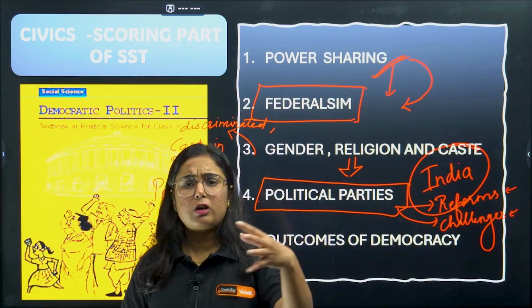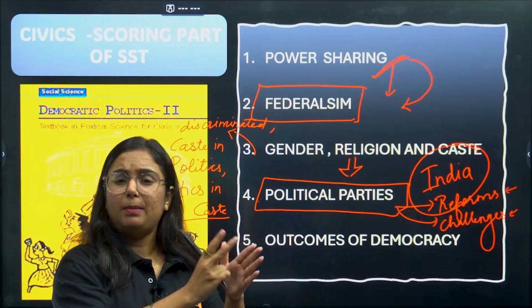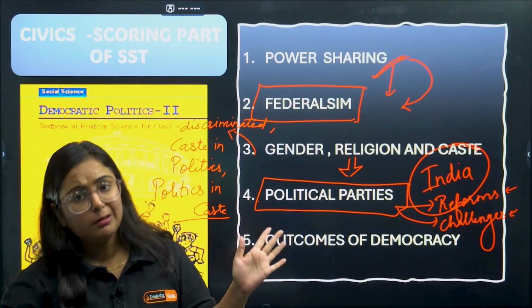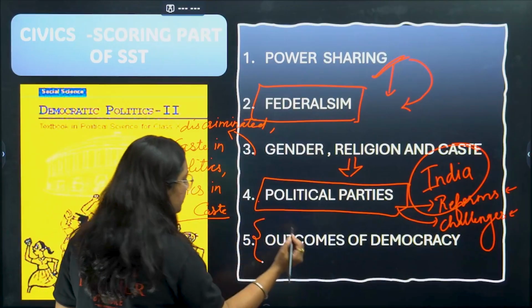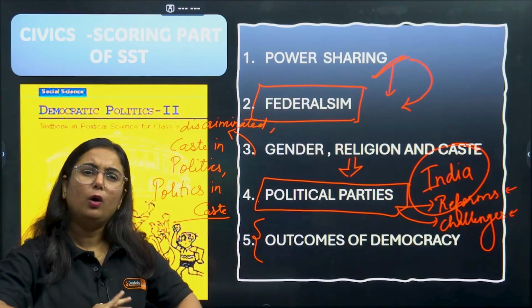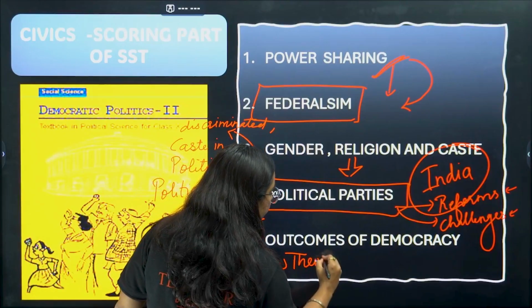Along with that, in the introduction part of this chapter, there is how nations have a one party system, two party system, and multi-party system as well. This is the most theoretical part of civics, right? It has so much theory.